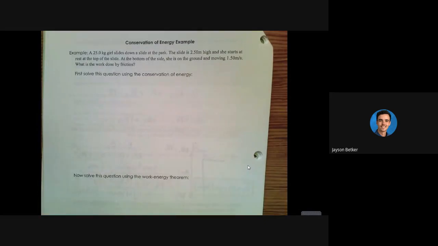A 25-kilogram girl slides down a slide at the park. The slide is 2.5 meters high, and she starts at rest at the top of the slide. At the bottom of the slide, she's on the ground and moving 1.5 meters per second. What is the work done by friction? So the first thing we're going to do is solve this question using the conservation of energy. And then we're going to solve it using the work-energy theorem.